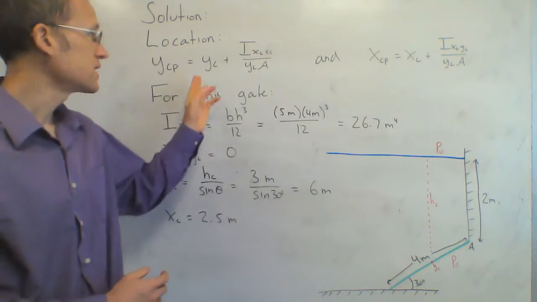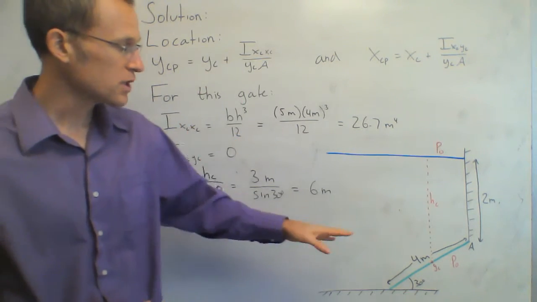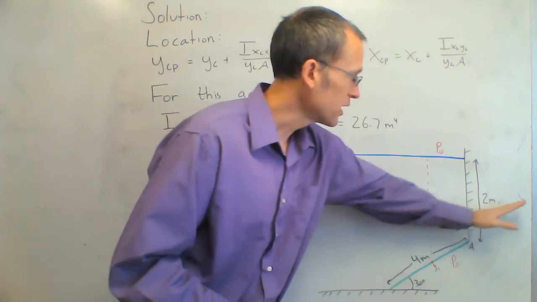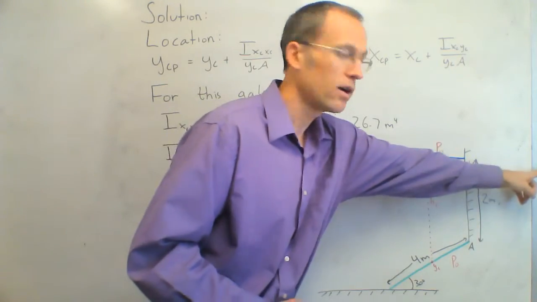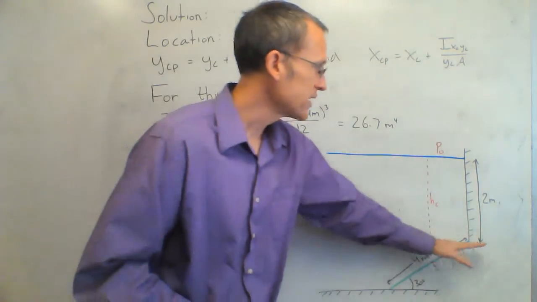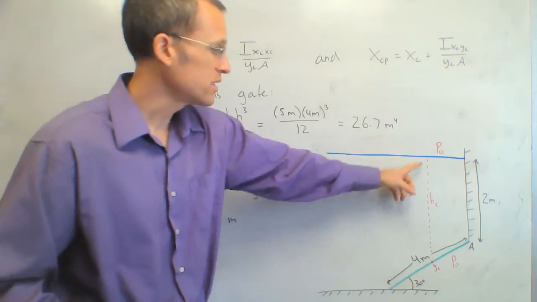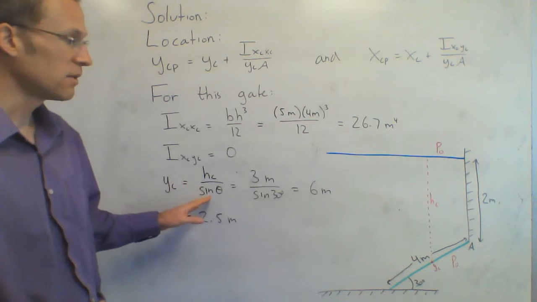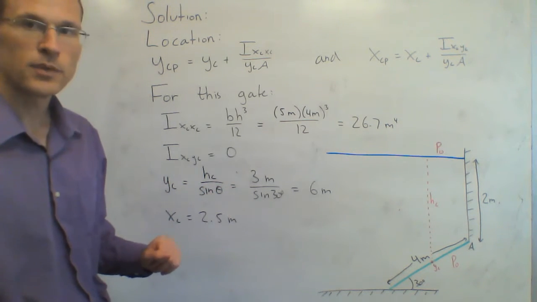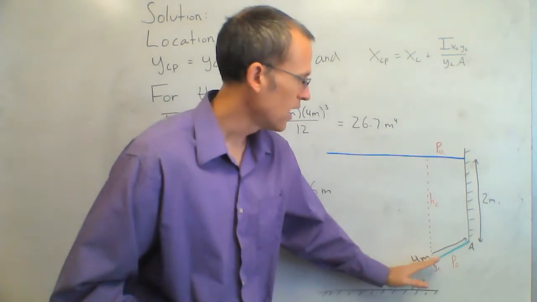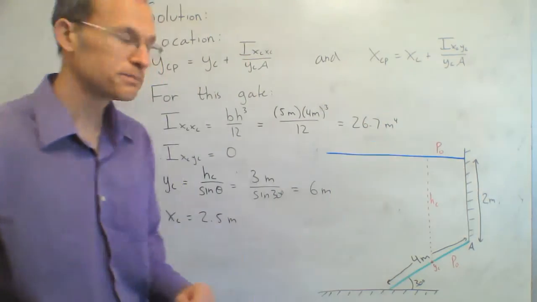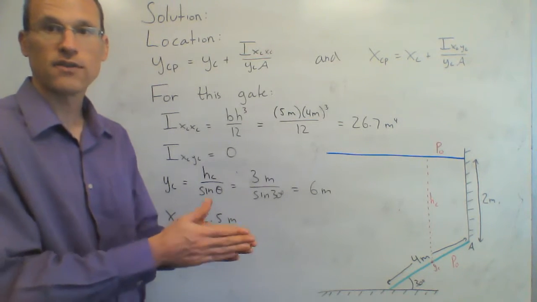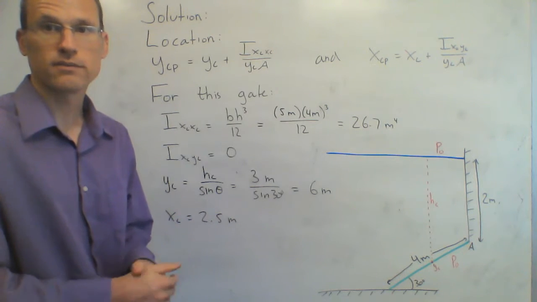And then the last thing you need to know is my YC value, which is the value of Y going straight back up here. If I go back up to the top of the water, all the way up over there somewhere, I need to know that distance. Through geometry, I know HC, which I found previously. So just geometry: YC is HC divided by sine theta, 3 meters divided by sine 30, or 6 meters. So it's 6 meters from here, up at this angle, 30 degrees, up to the top of the water. And finally, XC is the center of my 5 meter plate, so I'm going to call that 2.5, right in the middle.